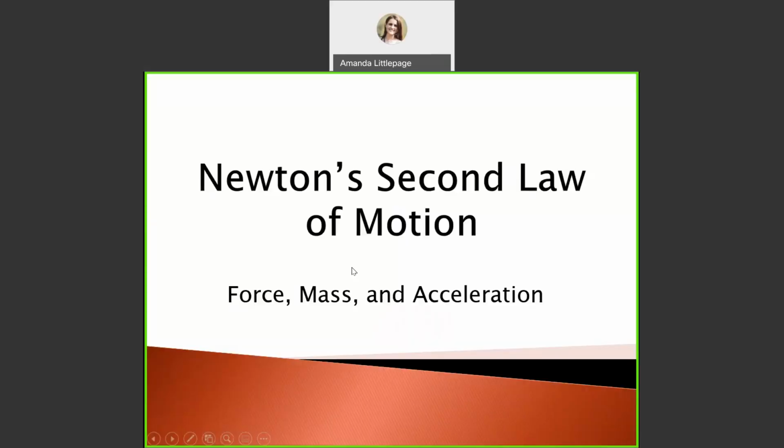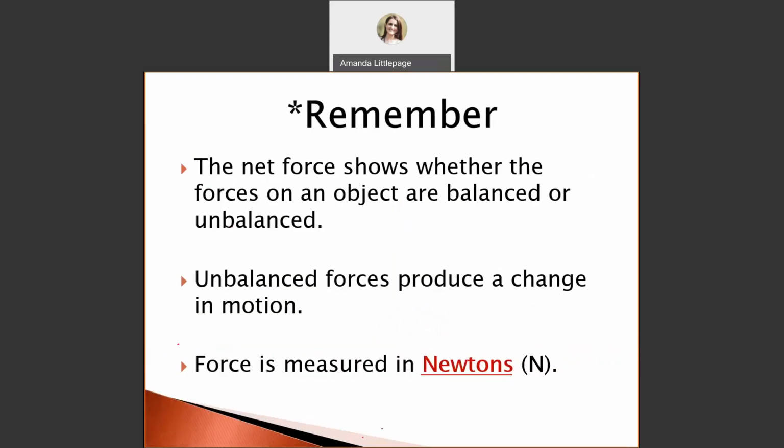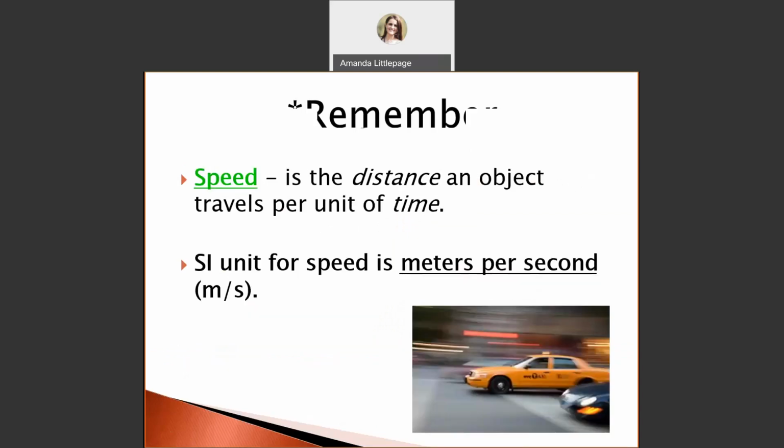So everyone should see Newton's second law of motion. This is the PowerPoint that goes along with the activity. Remember that the net force shows whether the forces on an object are balanced or unbalanced. Unbalanced forces produce a change in motion, and force is measured by what we call newtons, abbreviated with the letter N.